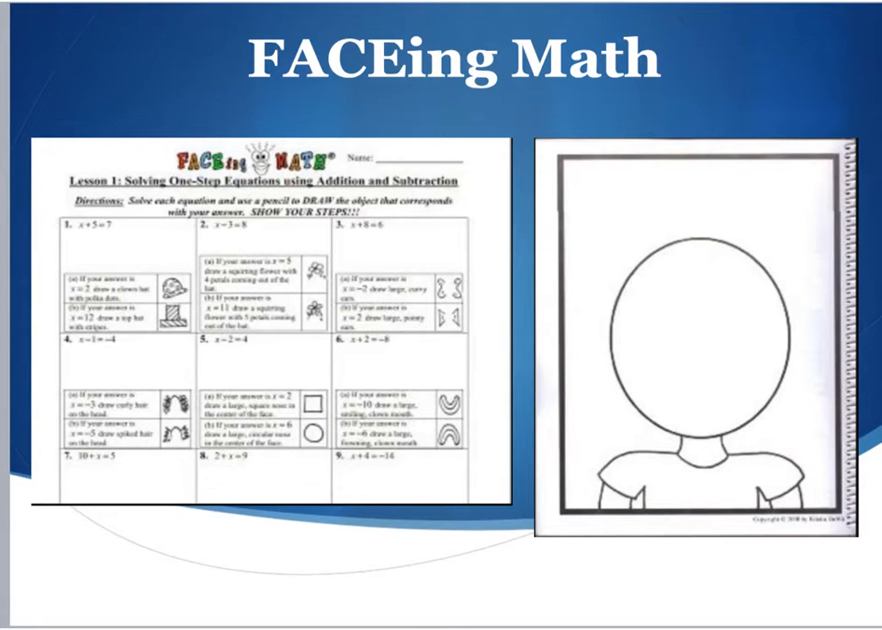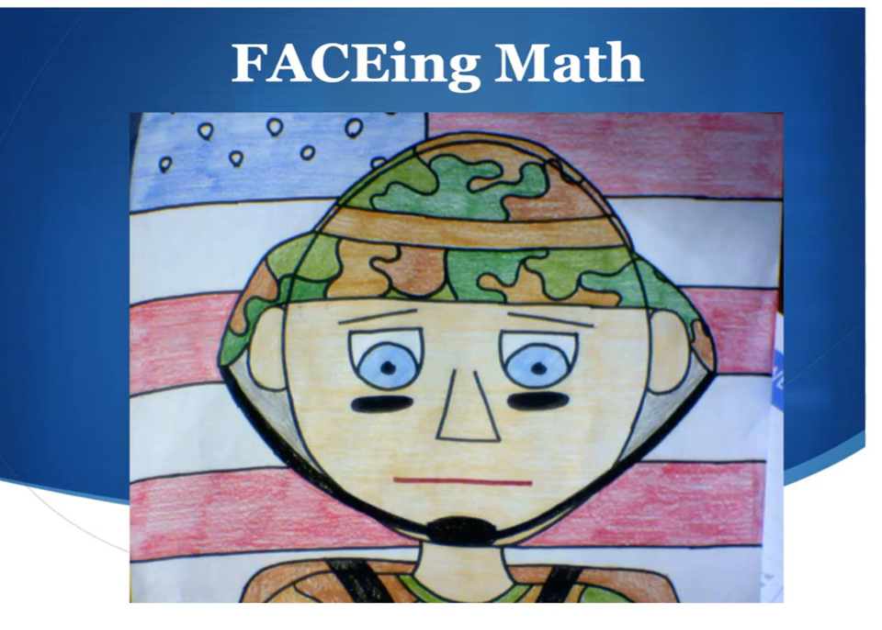If their answer is 5, they're going to draw a round nose. On another one, it might have, if their answer is -4, they're going to color the shirt brown. If their answer is -3, they're going to color the shirt red. This is an example of a completed Facing Math picture. As you can see, it's kind of fun for students because they are able to combine math with art, drawing, or coloring. I have a couple twists I use with Facing Math to assess students' prior knowledge.